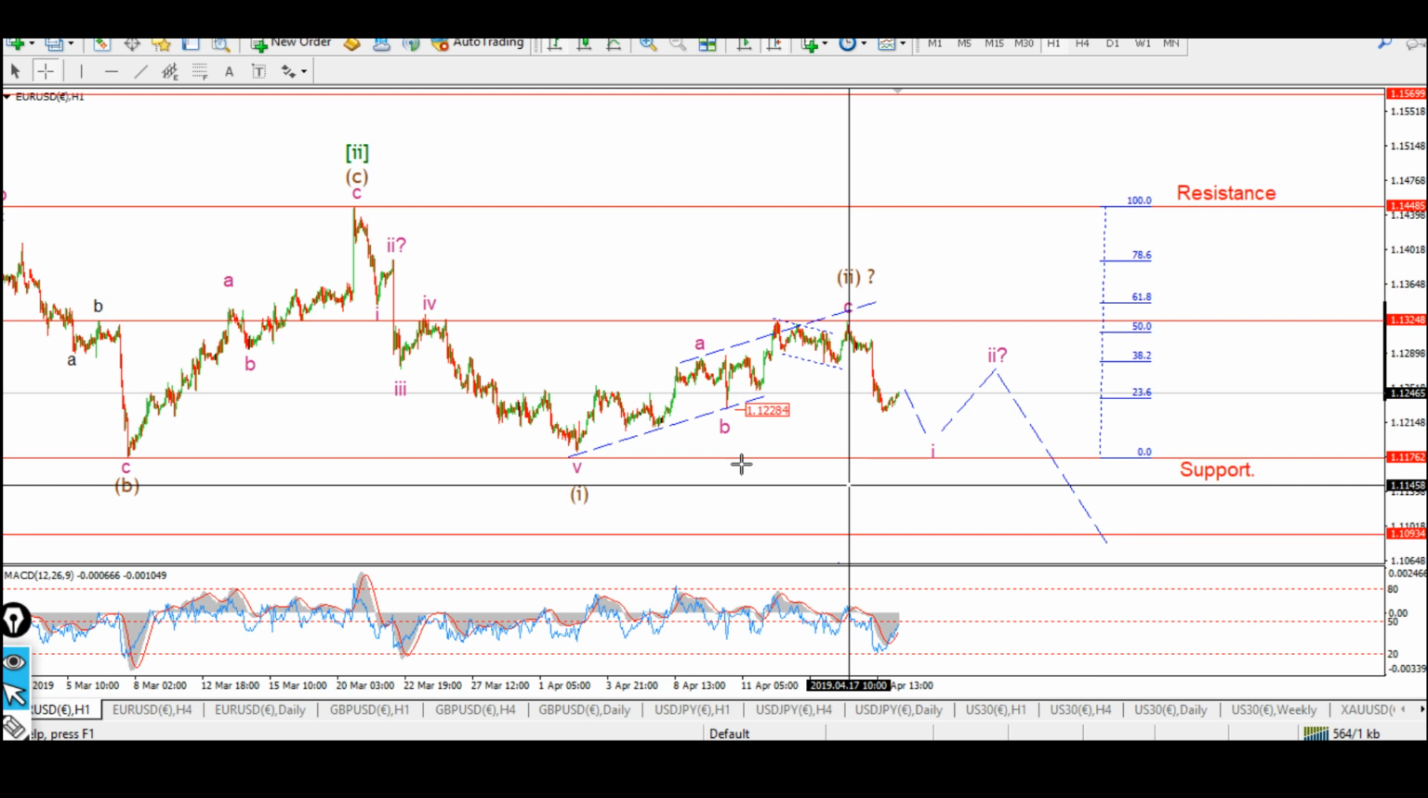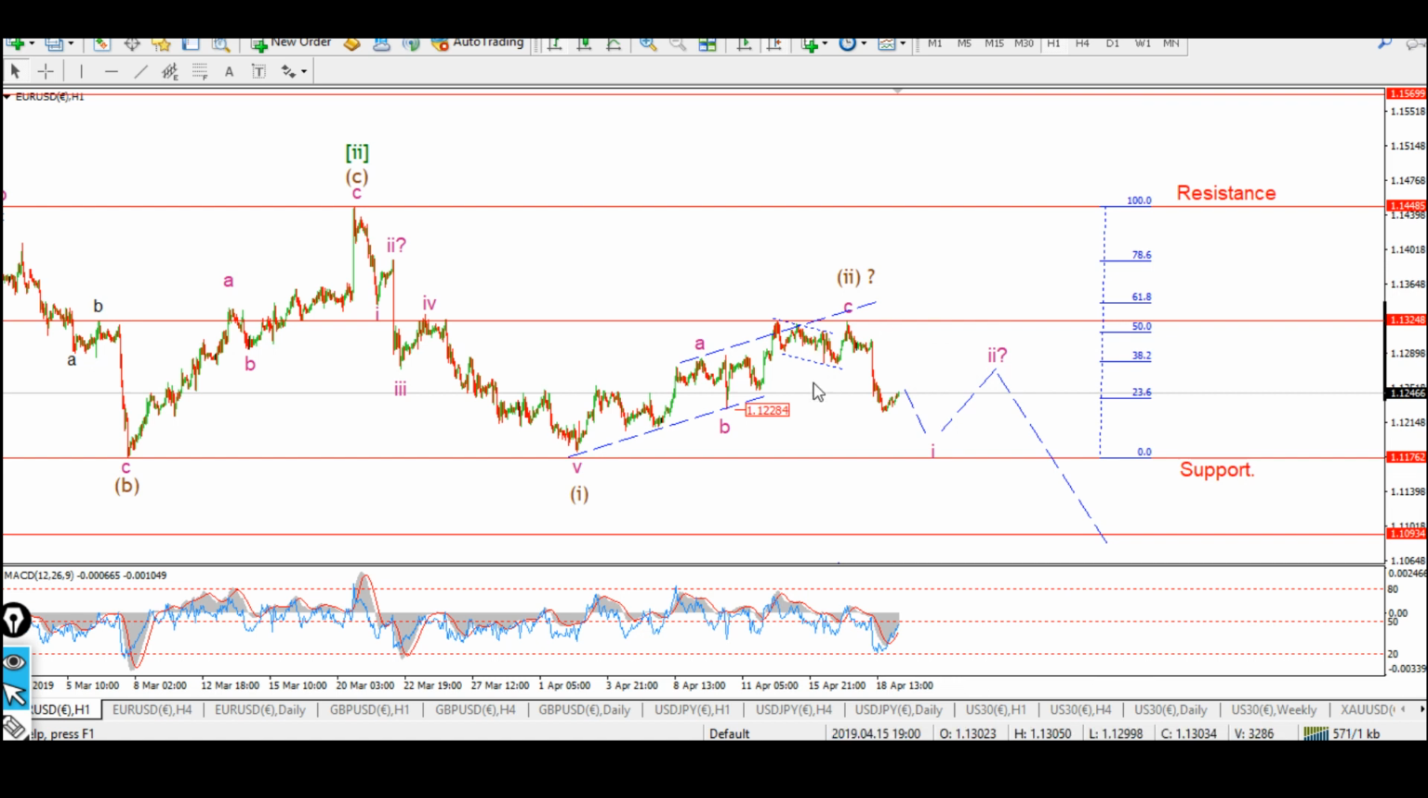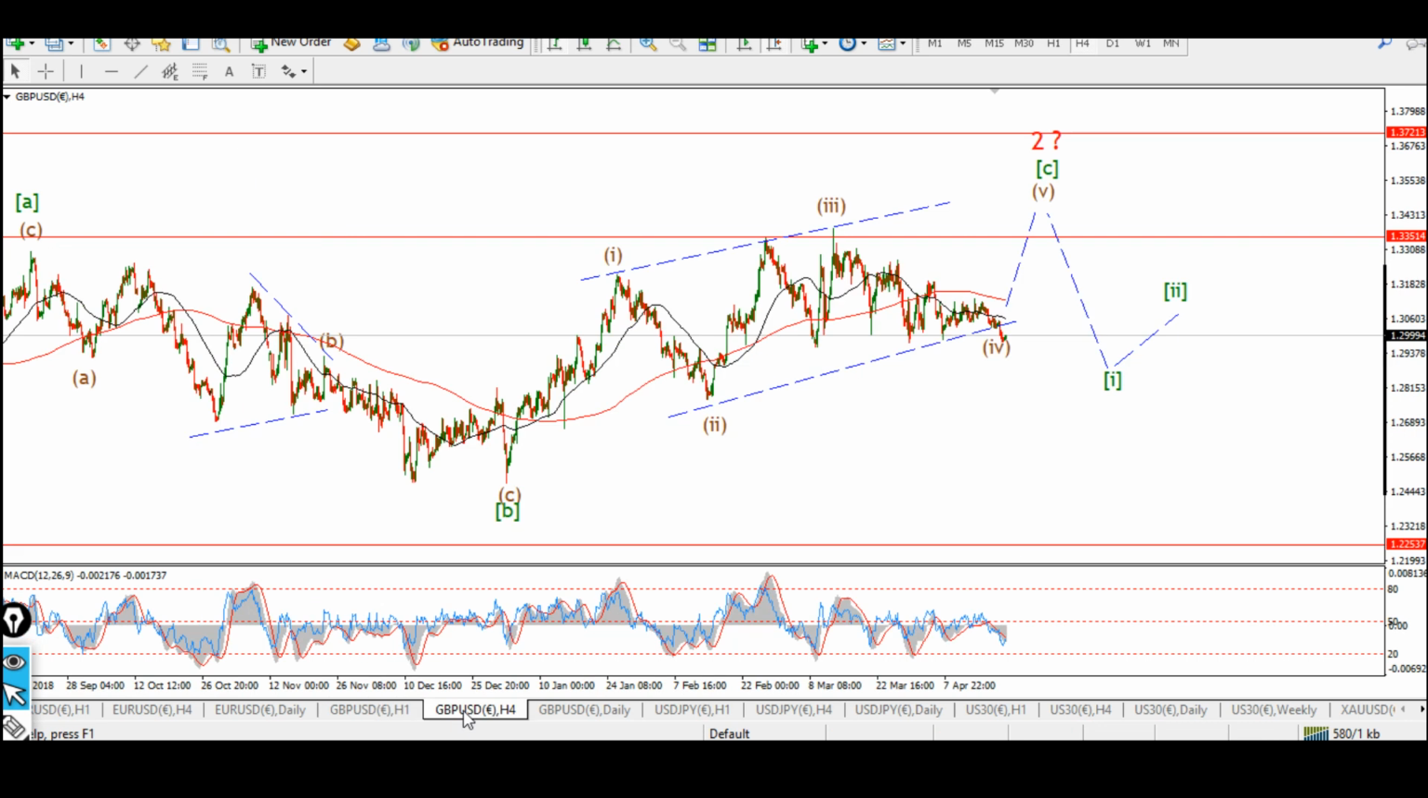And again, I would like to see a break of that support in this wave 1 down, but we'll see whether that happens or not. So next week, let's see if we complete this lower degree impulse wave and accelerate lower into wave 3 of 3.